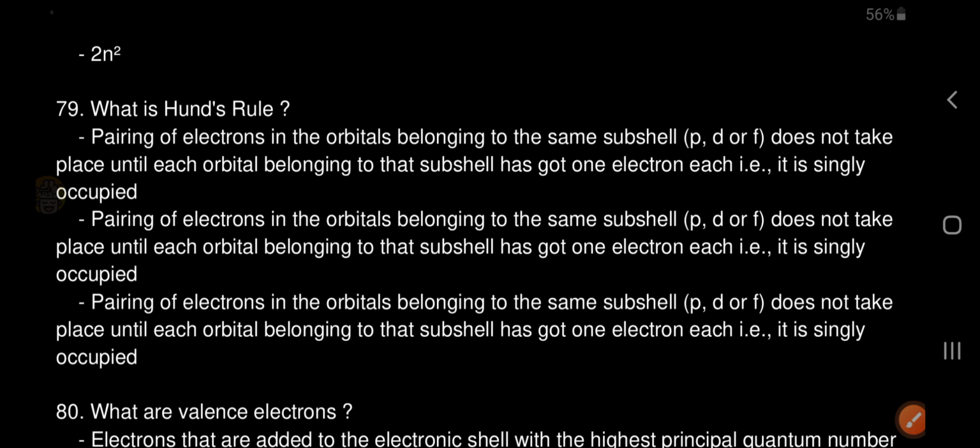What is Hund's rule? Pairing of electrons in the orbitals belonging to the same subshell, p, d or f, does not take place until each orbital belonging to that subshell has got one electron each, that is, it is singly occupied.